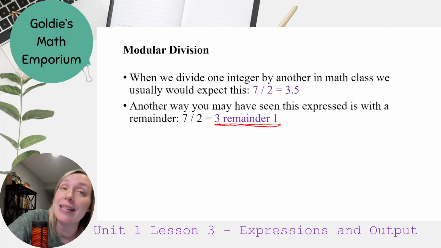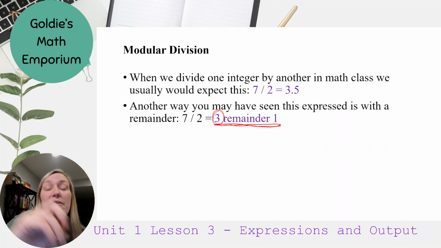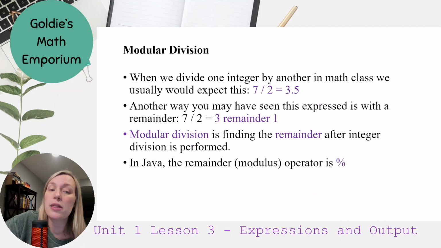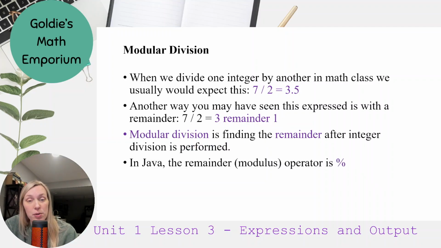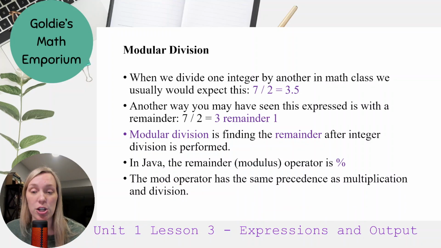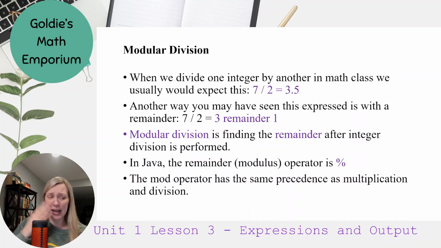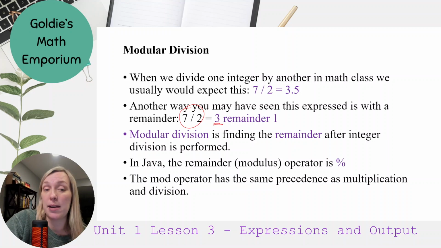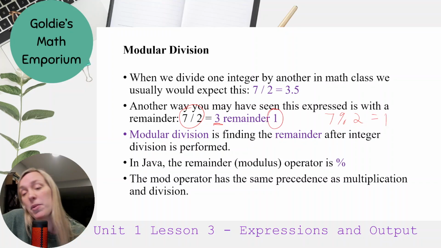So 7 divided by 2 as an integer division would give us 3. 7 mod 2 is going to give us the remainder 1. The remainder operator is the percent symbol. It's also called the modulus operator because this is modular division. The mod operator has the same precedence as multiplication and division, so it's treated the same. It just asks a different question, right? Before, integer division said, how many times does 2 go into 7 evenly? It goes in evenly 3 times. If I said, what's 7 mod 2? That's asking what the remainder is. So that answer would be 1.